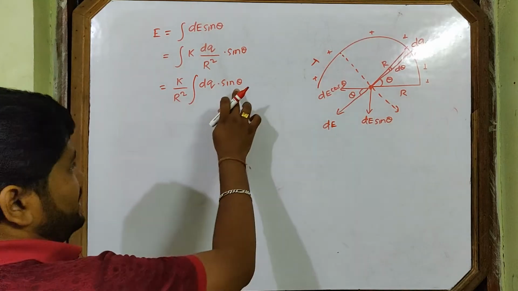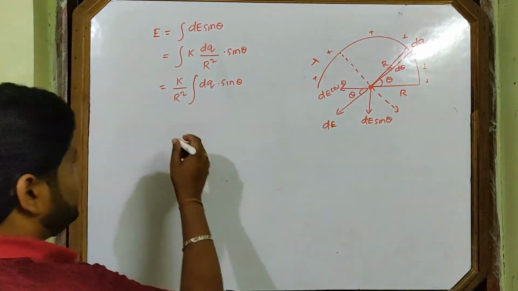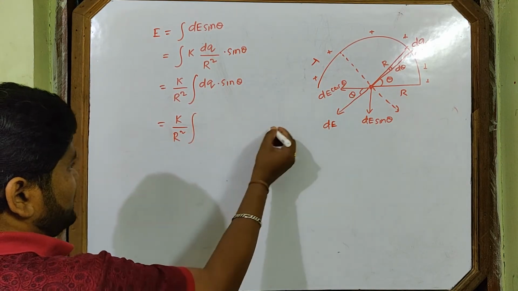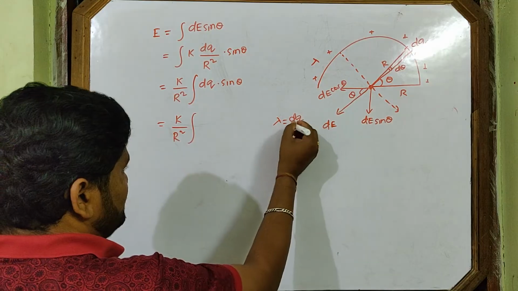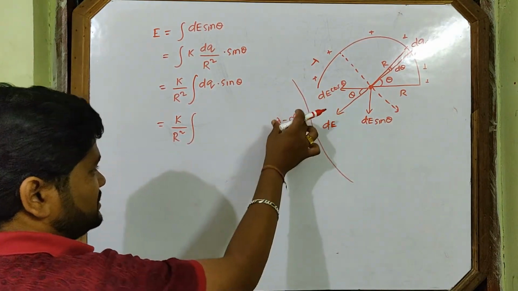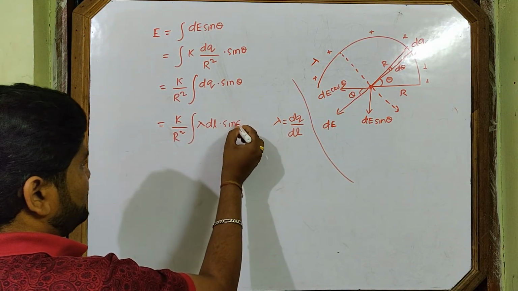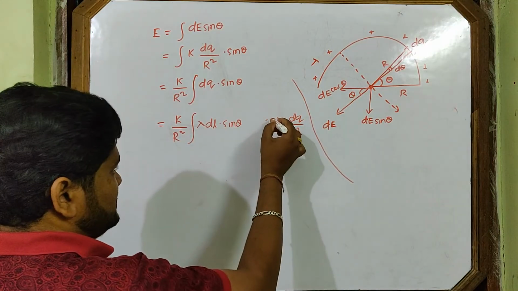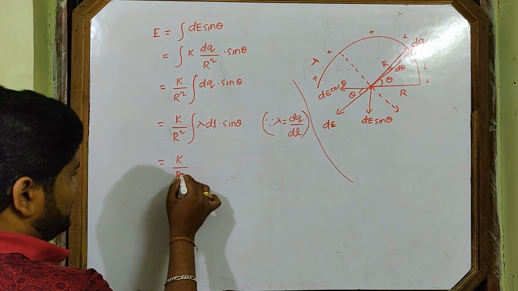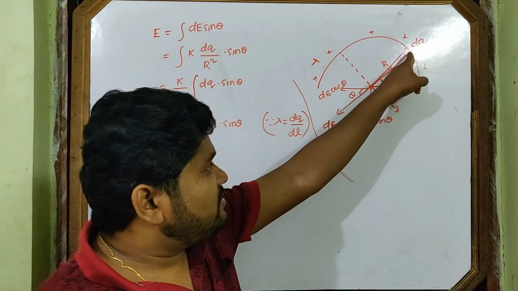Let's convert in terms of theta. Let's convert dq in terms of theta. How will we convert dq in terms of theta? K by r square. Similarly, you know lambda is dq by dl, where I have taken dl as the small section. So dq is lambda dl. So this is equal to k by r square, lambda taken outside, but dl is the variable. How to express dl?